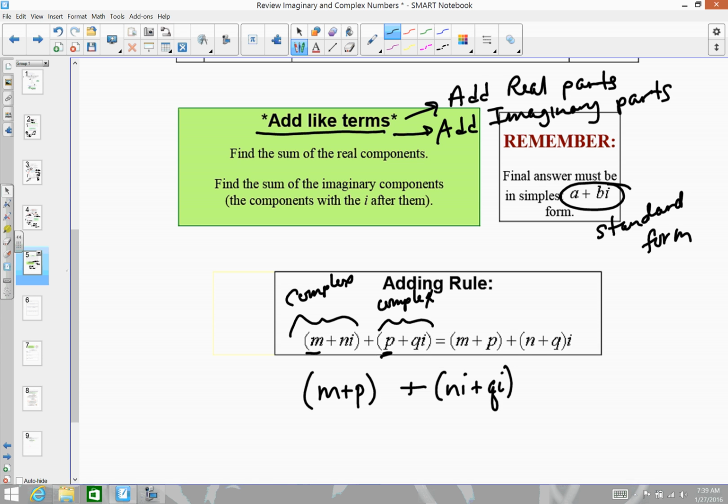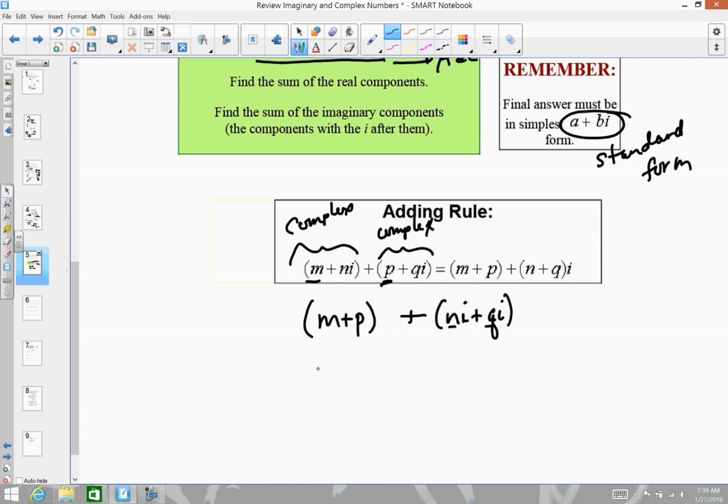And you can think of the i in this as kind of like an x or some kind of variable. All I need to do is add my coefficients and put the i afterwards. So really, this will be the real part plus the coefficient that is the n plus q followed by i.